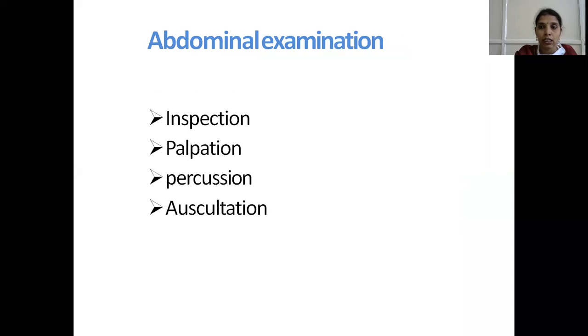Abdominal examination. In each visit we have to examine the abdomen: inspection, palpation, percussion, and auscultation. In the first antenatal visit, we just do inspection and palpation. Until 20, 22, 26 weeks we don't do auscultation and percussion, because the uterus is too small, and we can't hear any fetal heart on auscultation until 24 to 26 weeks of gestation.